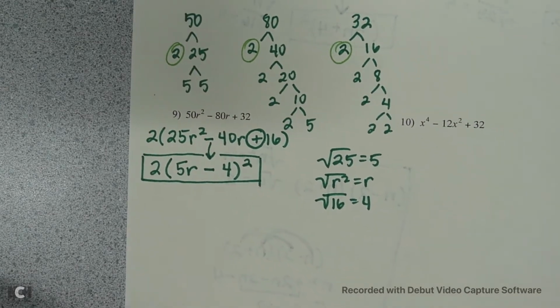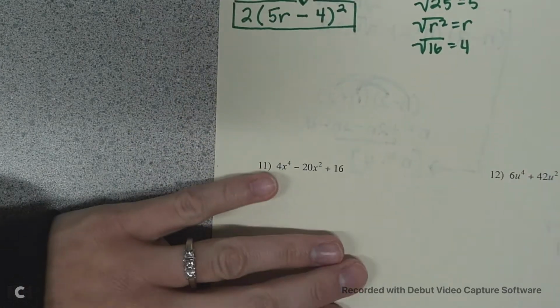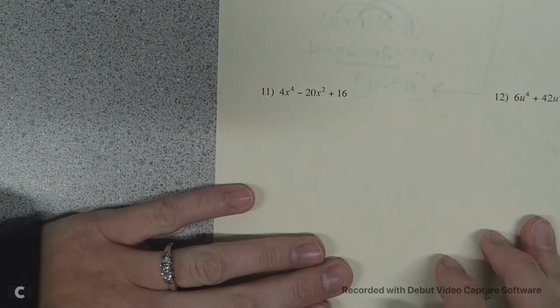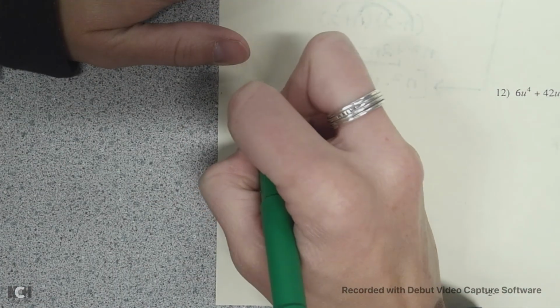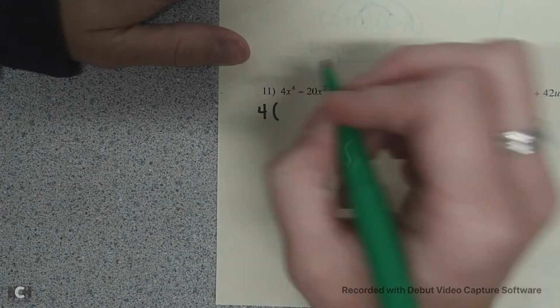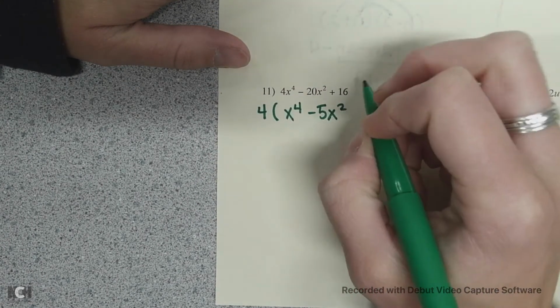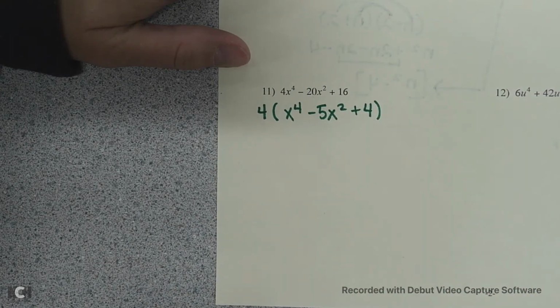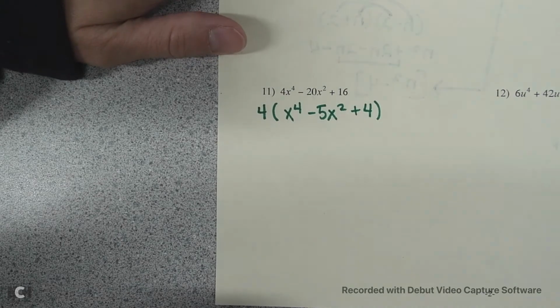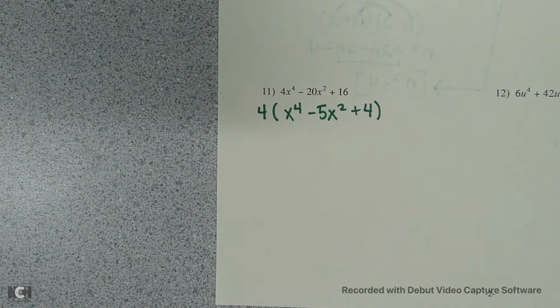Let's look at number 11. On number 11, I'm going to take my 4 out, my GCF, and then I have x to the 4th minus 5x squared plus 4. Okay, and then I am going to factor this.